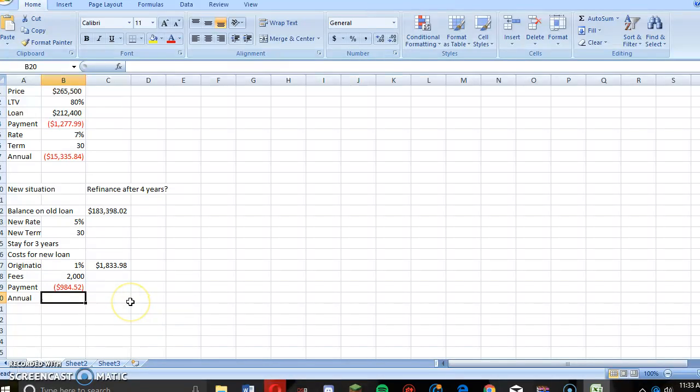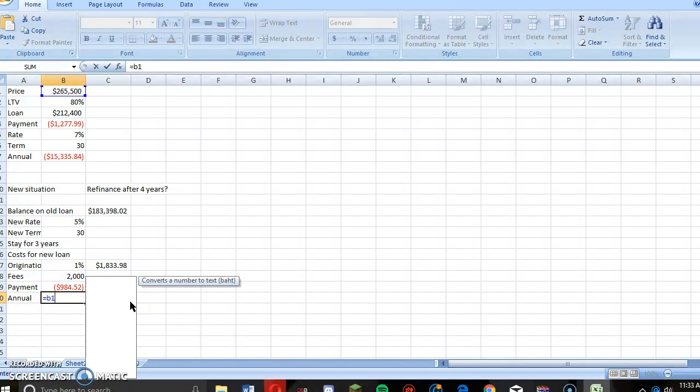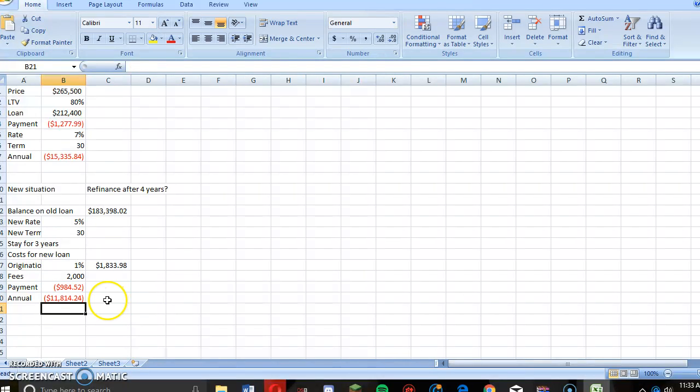Alright, so now we want to figure out the annual payment, which is literally the payment that we have right here. And we just want to multiply by 12 because that's how many months we're going to pay. Okay, and that is our annual payment versus the one that we had before. So that's not bad.